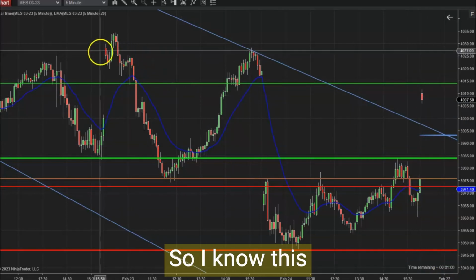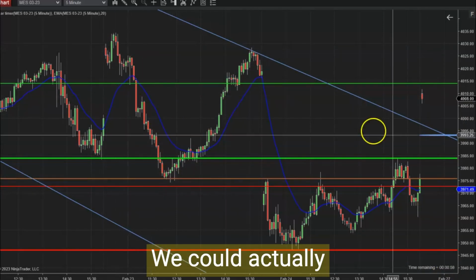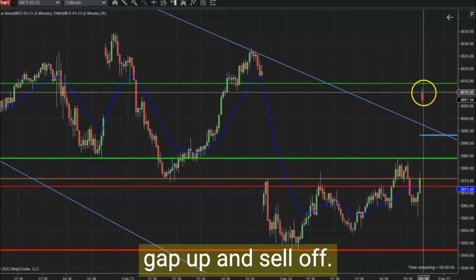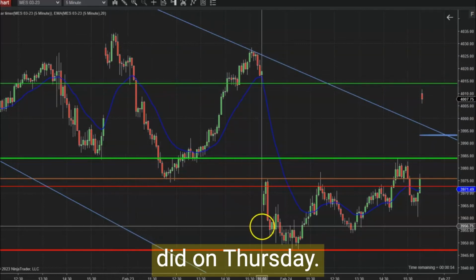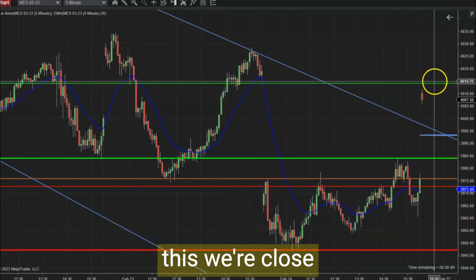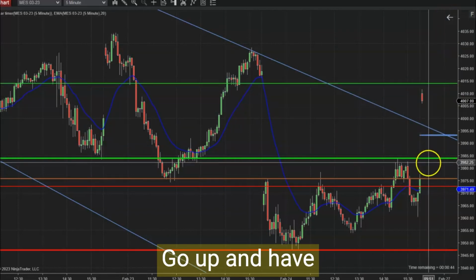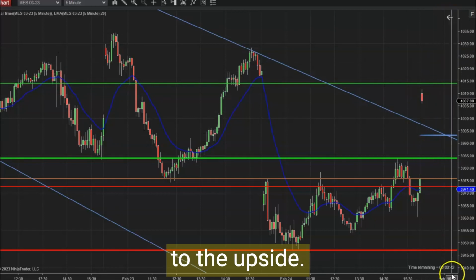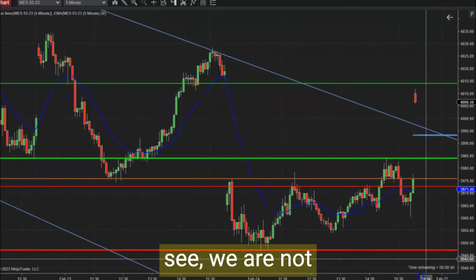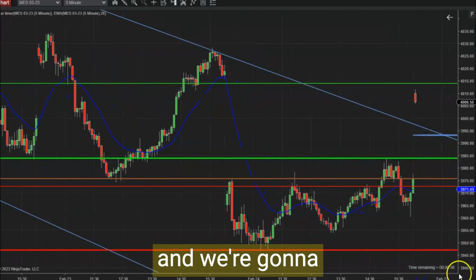So I know this could be a possibility today. We could actually gap up and sell off. That's what we did on Thursday. We're also close to the highs of the overnight range here, so we could also go up and have a continuation trade to the upside. But we're going to see. We are not going to predict, and we're going to take our time.